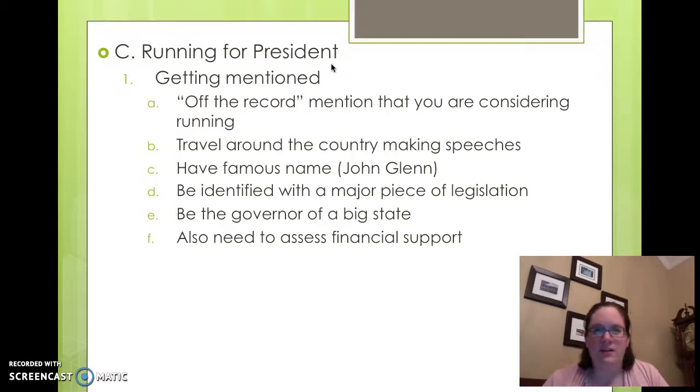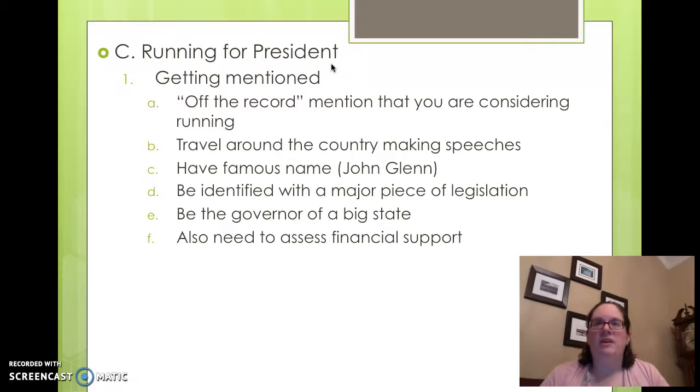Ronald Reagan spent a lot of time just traveling around and making speeches. If you want to run for president, maybe it's helpful to have a famous name. I don't know if you're familiar with John Glenn. He was from Ohio. He was an astronaut. He had a famous name, and people thought, he's already pretty famous. He was a senator. Maybe he'll run for president.